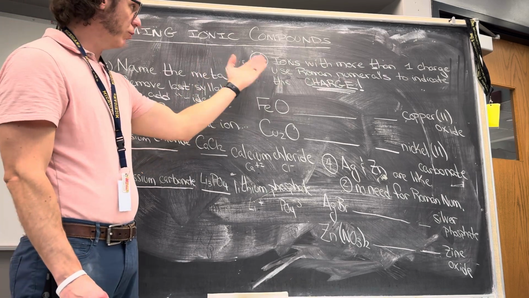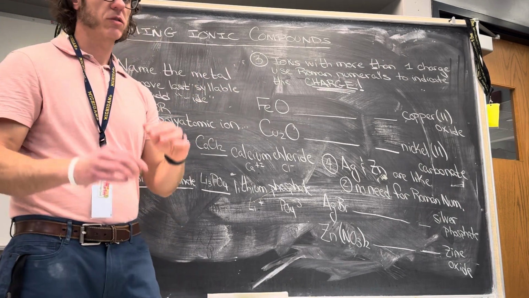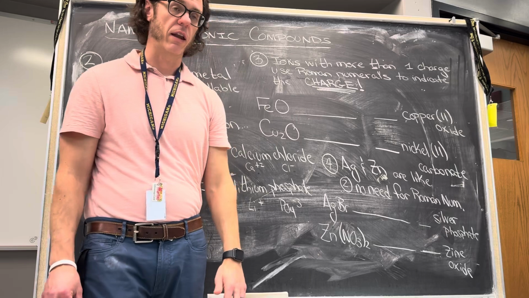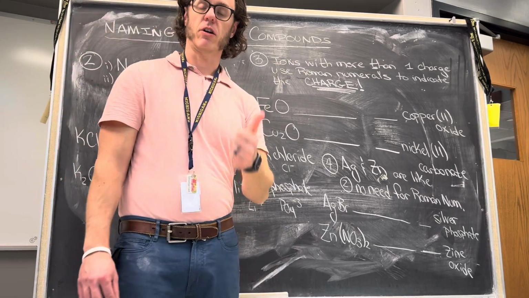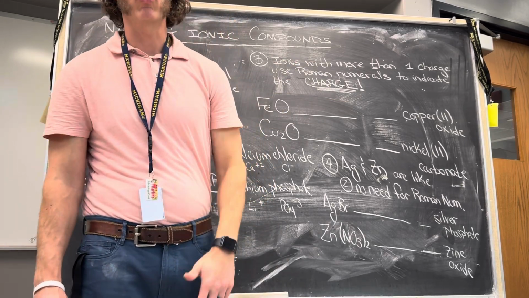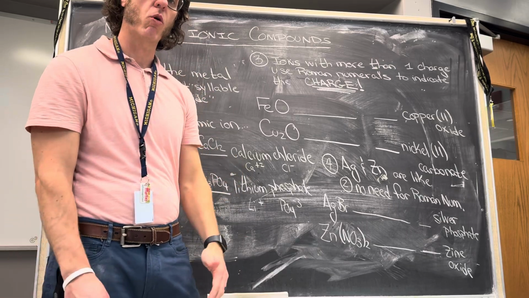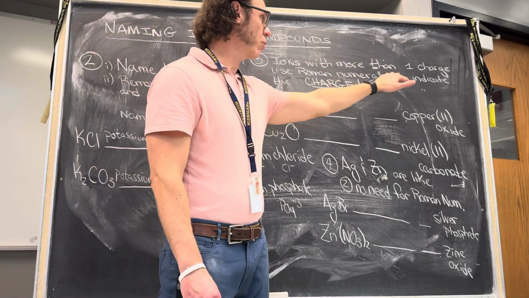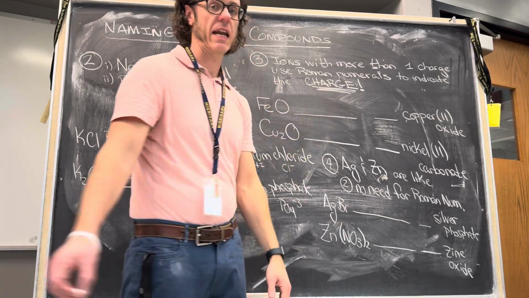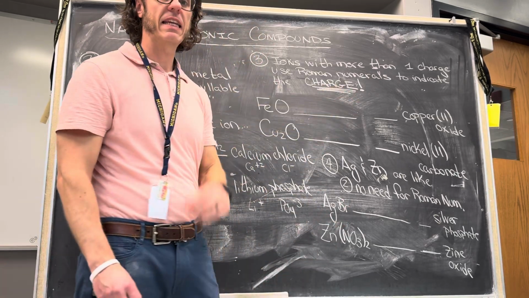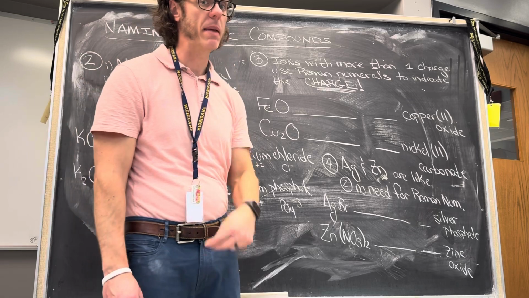Now we're gonna move on to number 3. Number 3 is where people lose their minds. Don't do that, all right? Ions with more than 1 charge, iron, copper, you guys need to know those, but now we can start talking about more ions. Ions with more than 1 charge use Roman numerals to indicate their charge. I cannot stress that enough. It indicates charge, it doesn't tell us how many.